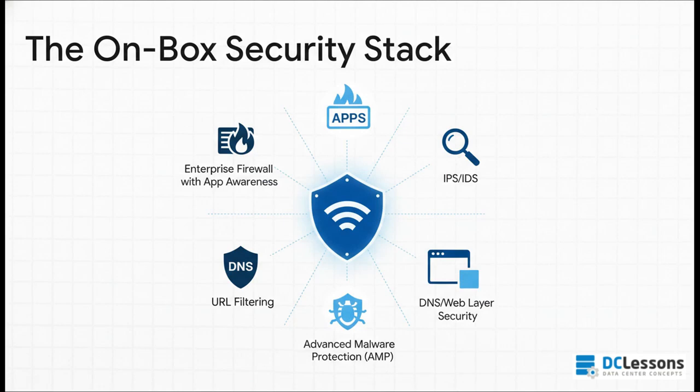So what are we talking about when we say a full security stack? Well, first, you've got an enterprise firewall that actually understands applications. Then you have an intrusion prevention system, or IPS, that's actively looking for and blocking attacks. On top of that, you layer on things like URL filtering to control which websites users can visit, advanced malware protection to scan files for threats, and even DNS layer security to block bad stuff before a connection is even made. It's the whole shebang, a multi-layered defense right there in the branch.